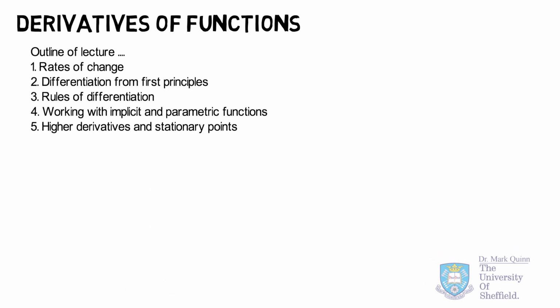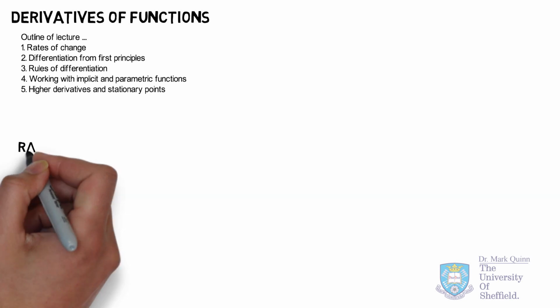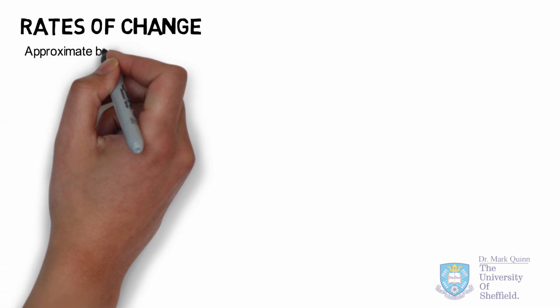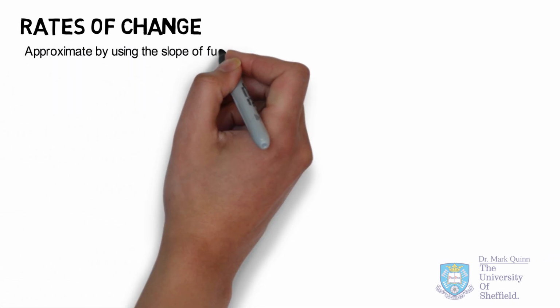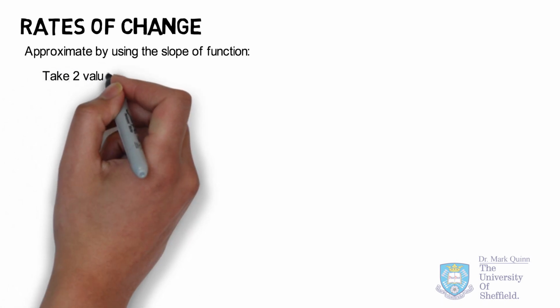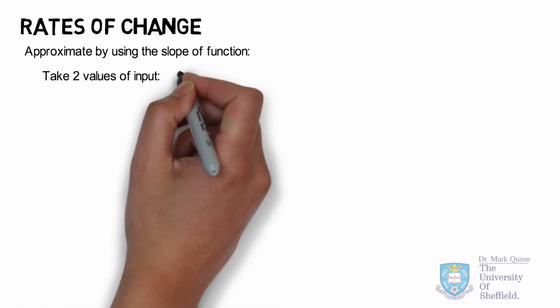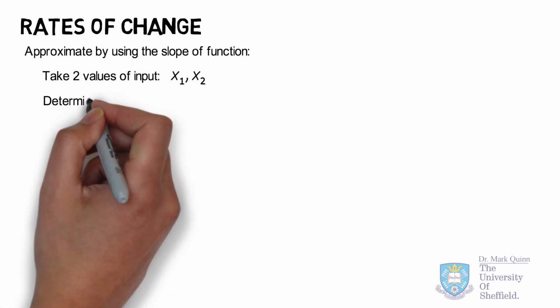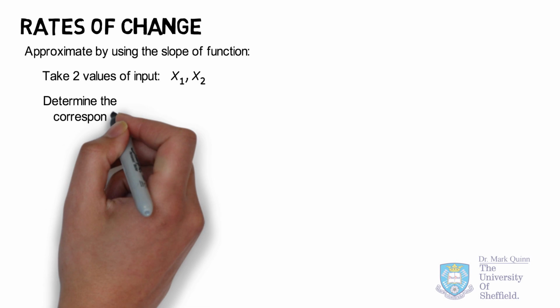If we repeat this process, we may obtain the rate of change of the derivative, which can enable us to determine local points of maximum, minima, or even inflection. But first, let's look at how we can determine the rate of change of a function. The first step is to approximate the rate of change by using the slope of the function.